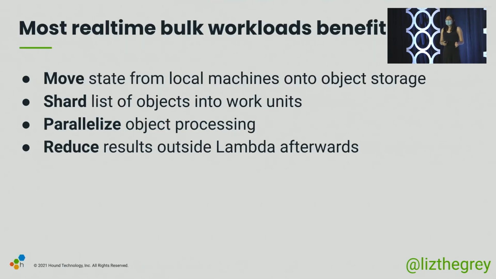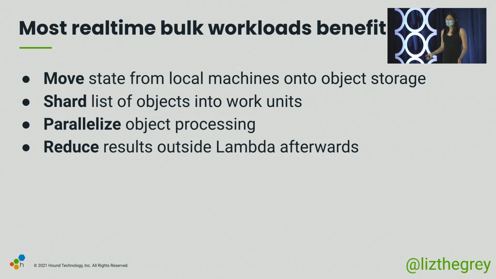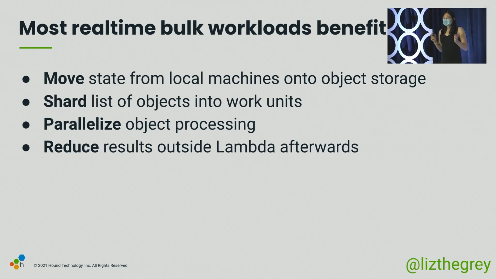So how do you do this? Well, you have to get your state out of local machines onto object storage, because otherwise you're not going to be able to massively parallelize it. After that, you need to make sure that you're able to generate a listing of all of your work units, and to generate a suitable sharding that contains a work list for each individual Lambda to execute. And then you can use serverless functions like Lambda or Google Cloud Functions to parallelize the object processing on demand and really give you that compute in the instant that you need it.